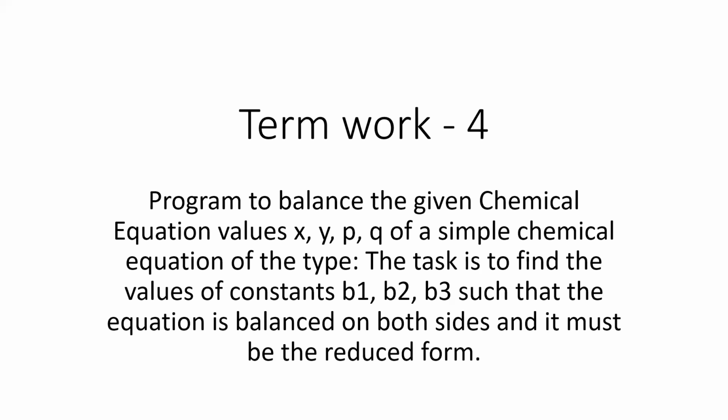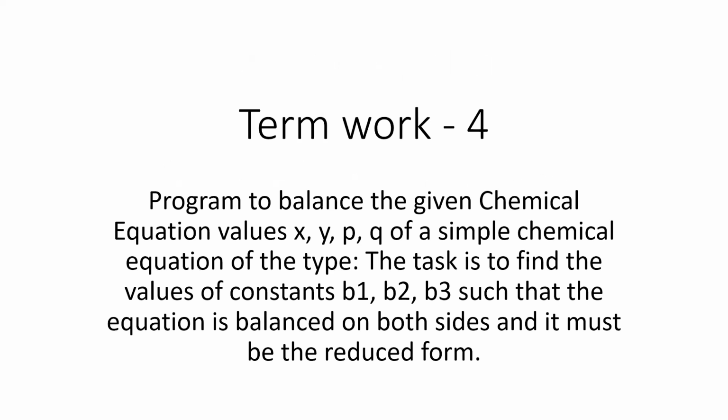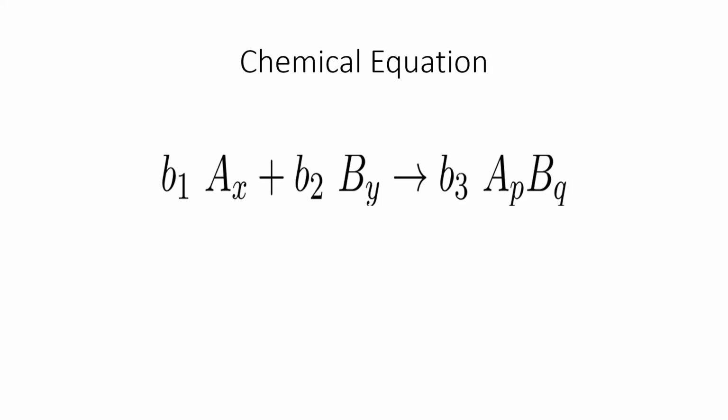So before moving into building the logic, let us look at how the chemical equation looks like, and how we can visualize the constants and chemical equation values. So here they have given x, y, p, q as equation values, which are to be taken from the user. Consider this simple chemical equation, B1 AX plus B2 BY, giving product as B3 amount of AP BQ.